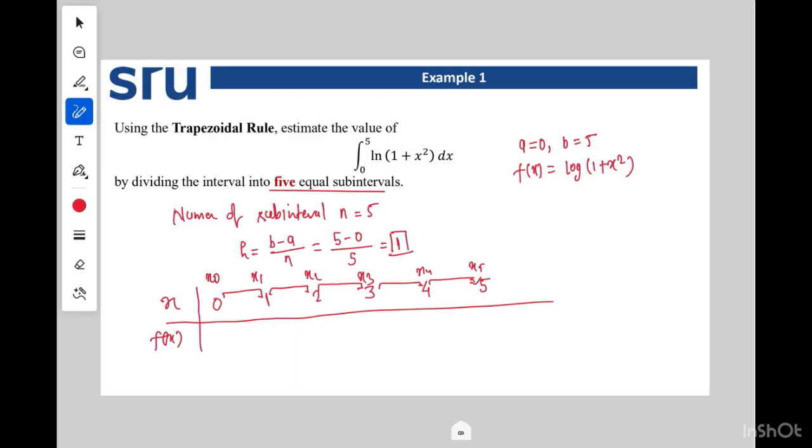What is the function value here? Since the function is log of (1 plus x square), if you put the value of x in that function, you will get f(x). What is f0? f0 means log 1, and log 1 is 0.